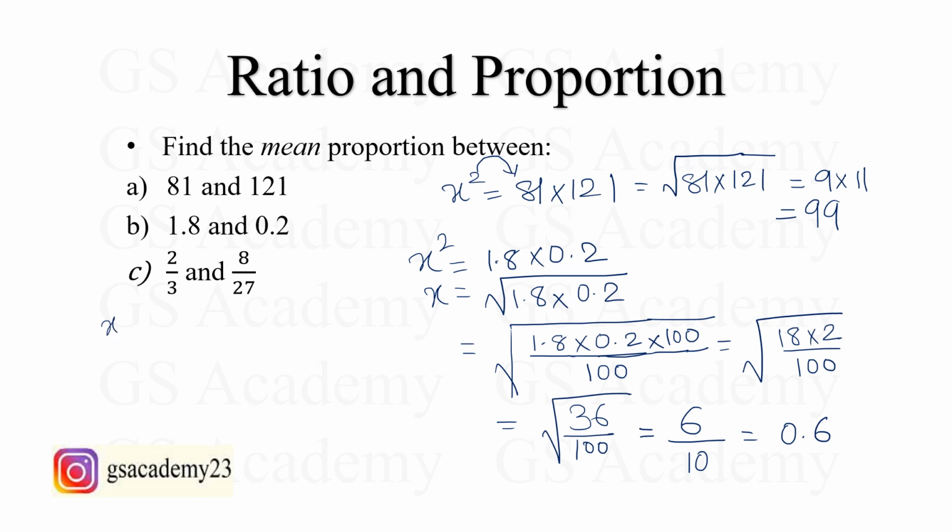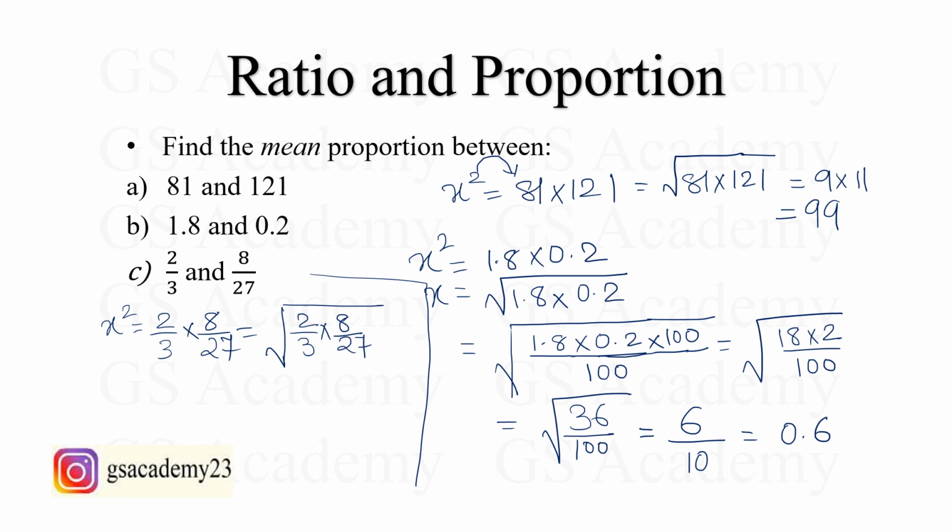So this will be x square is equal to 2 upon 3 into 8 upon 27. So we will solve this as square root of 2 upon 3 into 8 upon 27. So first we will multiply these numbers because none of these is a perfect square. So 8 twos are 16, and 27 if we multiply it with 3, our answer will be 81. So square root of 16 is 4 and square root of 81 is 9.